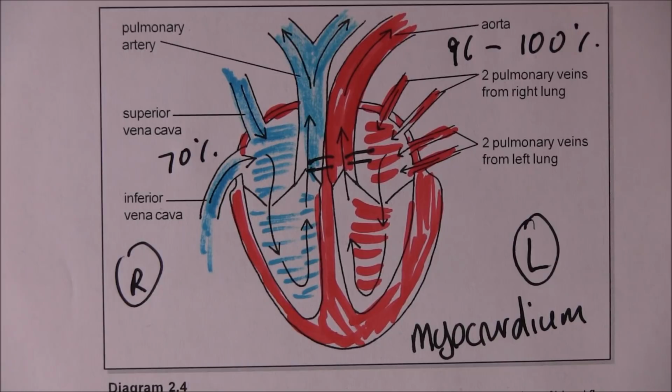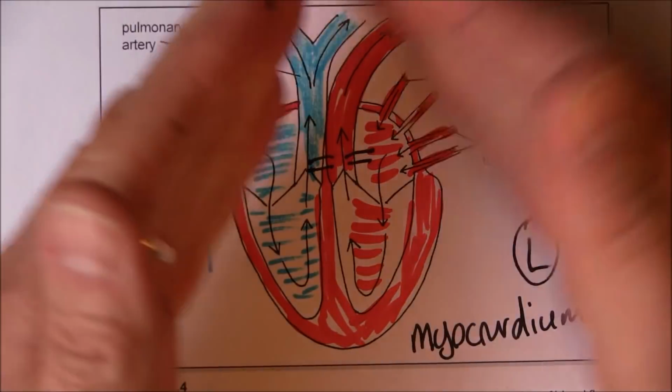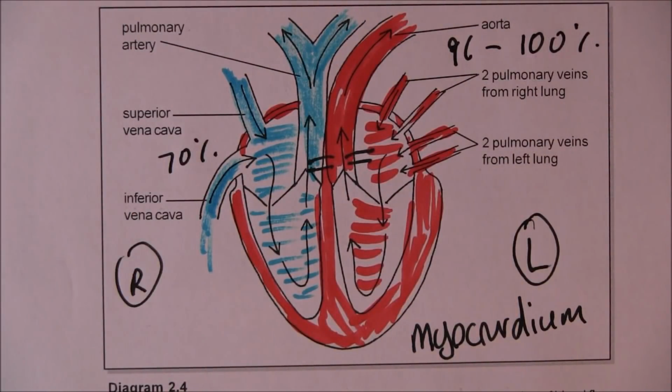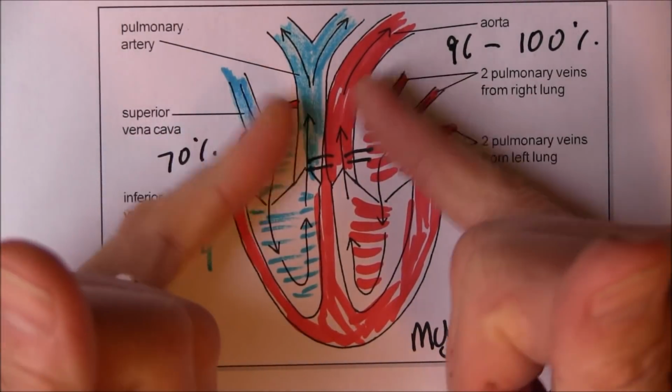Now, the atria of the heart and the ventricles of the heart are contracting pretty well at the same time. So they're contracting like that.